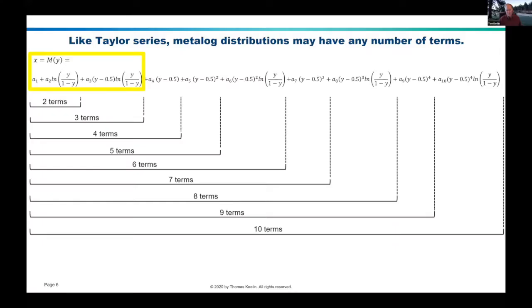Last time we showed you that the basic Metalog equation can have any number of terms. And the example I just showed you with the Weibull distribution was a 9-term Metalog, which has 7 shape parameters. So it can capture most anything. But there are a wide range of applications where we use only the first 3 terms of the Metalog equation. Those are what's highlighted here in yellow, and that's equivalent to setting the coefficients for the other terms to 0.